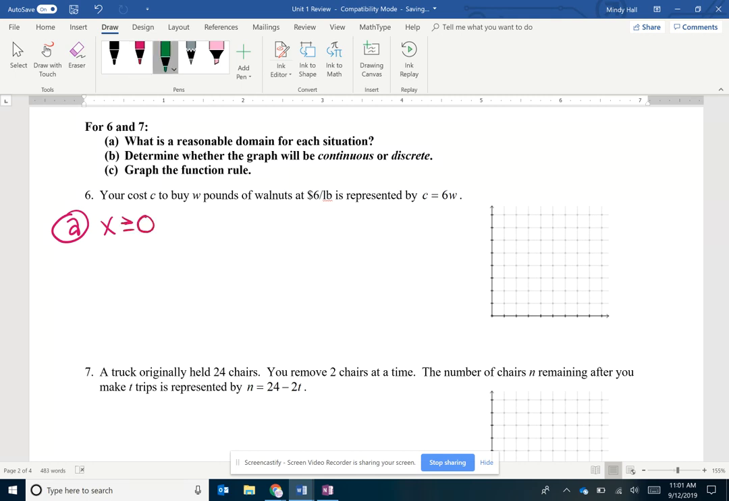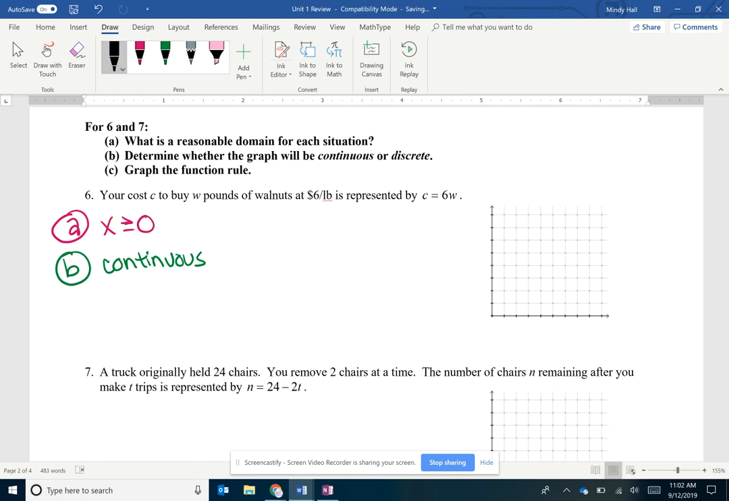So then for B, we have to decide if the graph will be continuous or discrete. Because we're buying walnuts, it's going to kind of be like when you go and pick strawberries or something. You're paying per pound, and you may or may not buy single pounds. So because we can buy partial pounds and then we will get partial pounds, this will be a continuous graph.